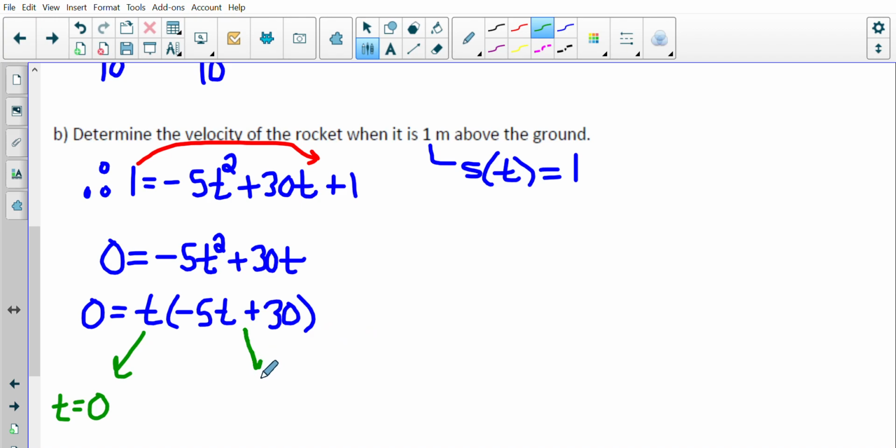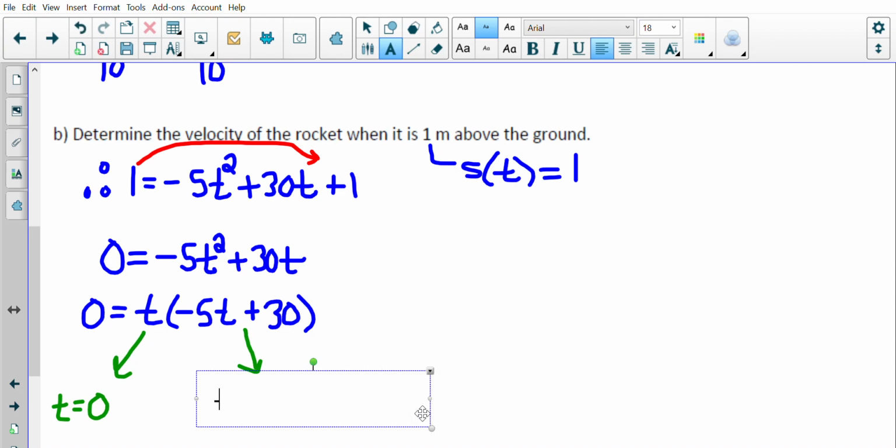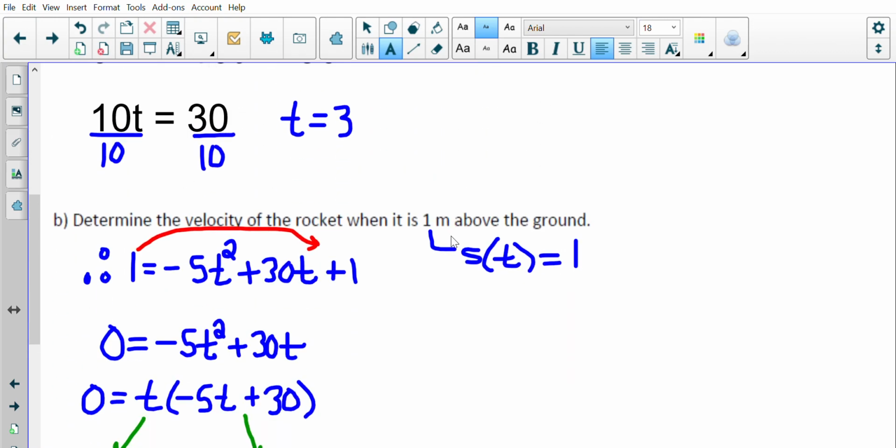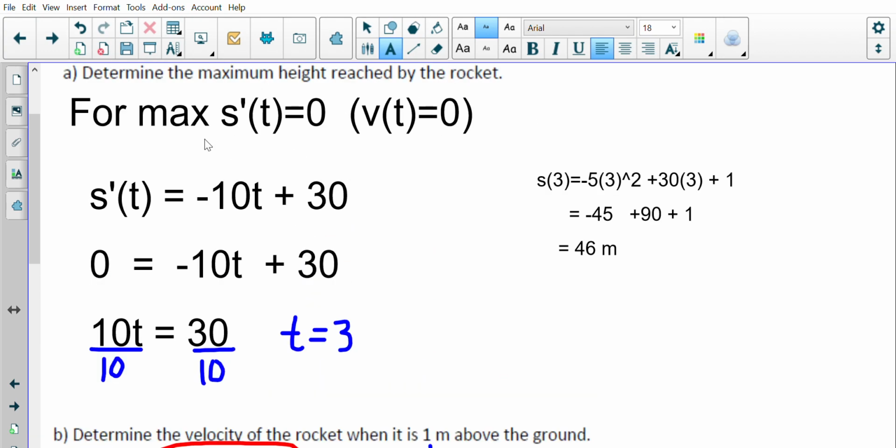All right, and then the other time, I'm going to have to solve when negative 5t plus 30 equals 0. Move negative 5t over to the other side, divide both sides by 5. I'd get t equals 6. So I've got 2 times when the rocket is 1 meter above the ground: when it starts and at 6 seconds. It says determine the velocity, so I'm going to have to use my velocity function, which again was negative 10t plus 30, because the derivative of our distance function is velocity.